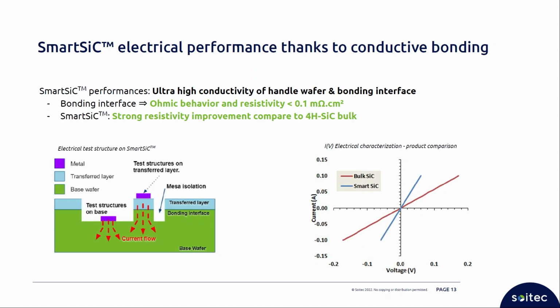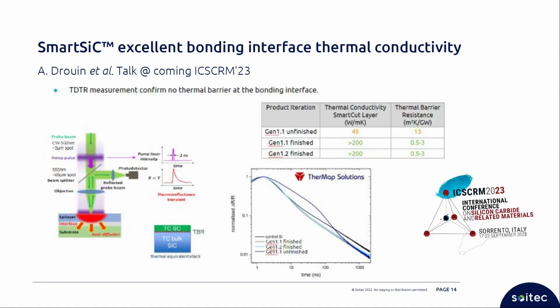And of course, if we associate this very low resistance of the bond plus the very low resistivity of the poly-SiC, we have a strong resistance improvement that we compare with conventional wafer systems. We could also check the bonding interface for thermal conductivity. The presence of a thermal barrier could be a problem, especially for short circuit.